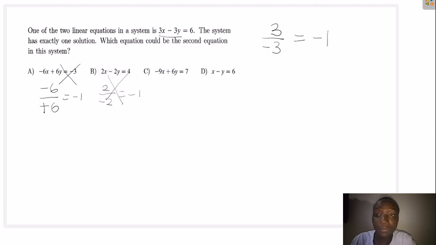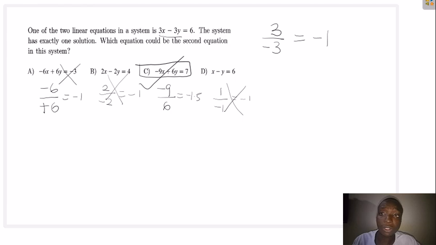We're looking for something that has a slope other than negative 1. So here you have negative 9 over 6, which gives you negative 1.5. So this is our answer. For benefit of a doubt, we can just check the last one. So you have 1 over negative 1, which gives you negative 1. So this is not our answer. So for this system of equations to have exactly one solution, among the options we're given, this is the only option that will help us achieve that.